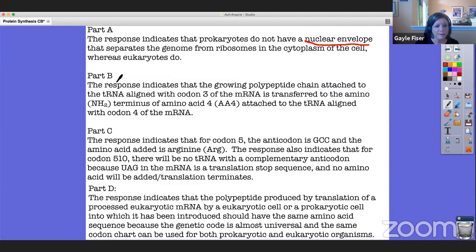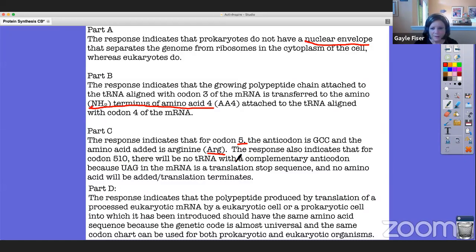The response, and then B, the response indicates that the growing polypeptide chain attached to the transfer RNA aligned with codon 3 of the messenger RNA is transferred to the amino acid attached to the transfer RNA aligned with codon 4 of the messenger RNA. See, that's what I said you needed to say. And then 5, we said was arginine, right?